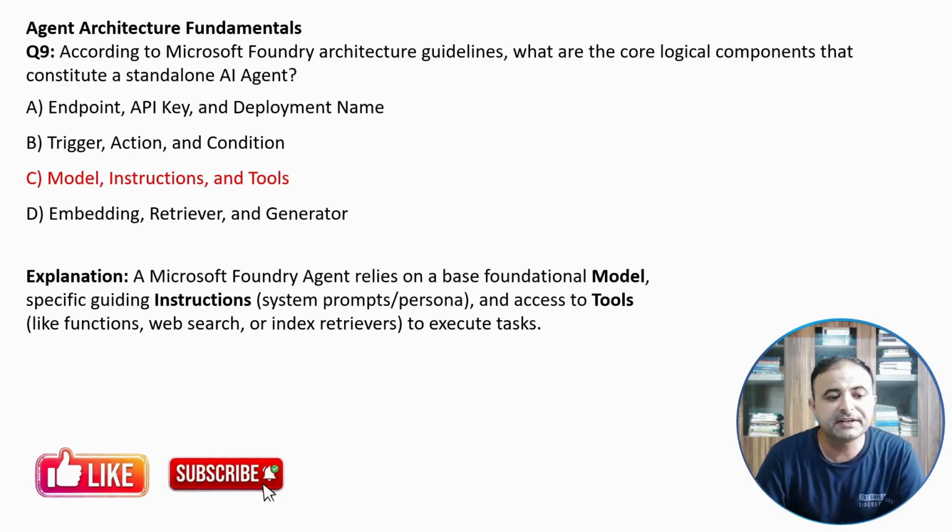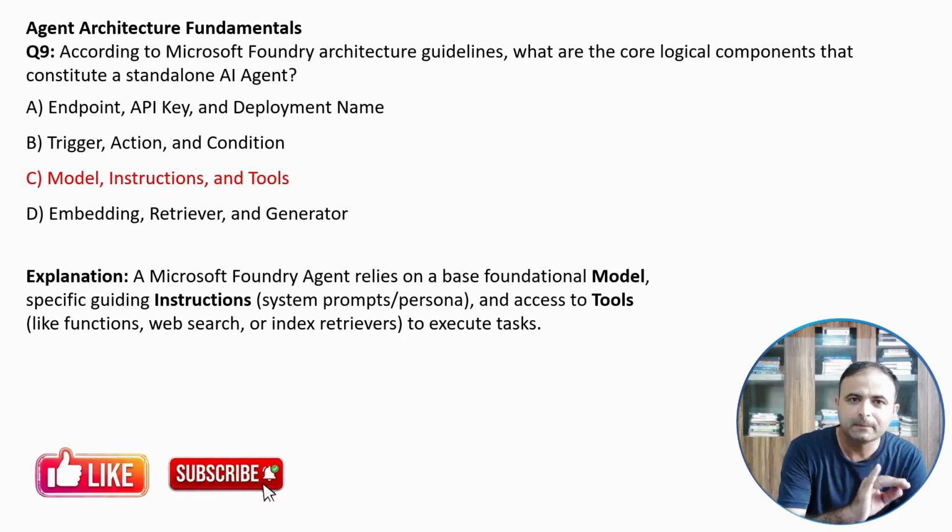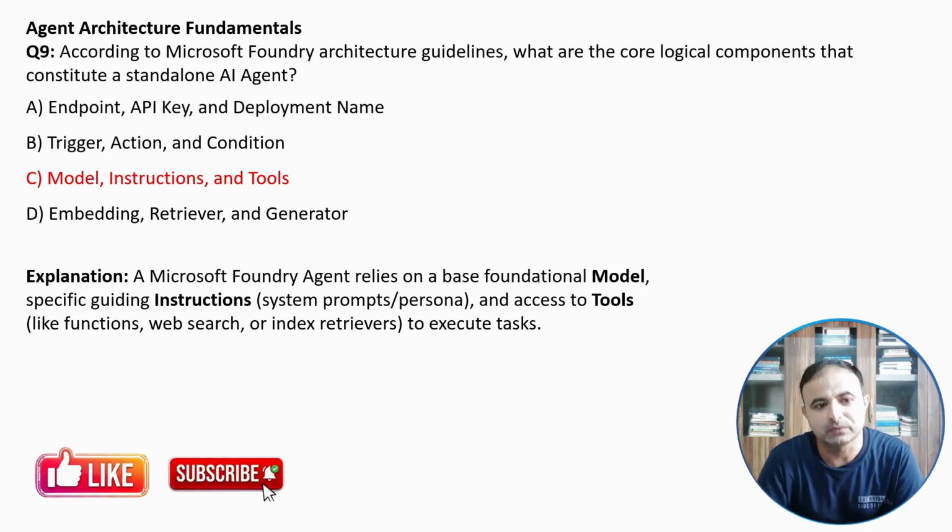Next, agent architecture fundamentals. According to Microsoft Foundry architecture guidelines, what are the core logical components that constitute a standalone AI agent? That is model, instruction, and tool. Okay. So a Microsoft Foundry agent relies on a base foundational model, specific guiding instructions, system prompt persona, and access to tools like functions, web search, index, retriever to execute tasks.